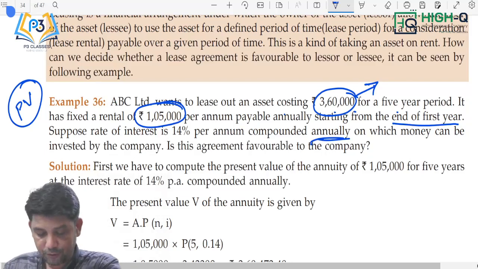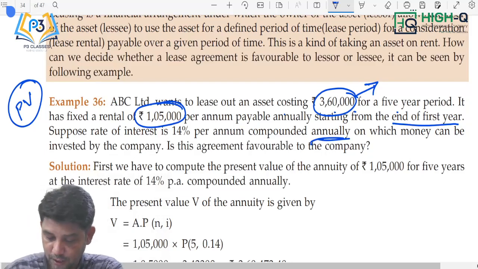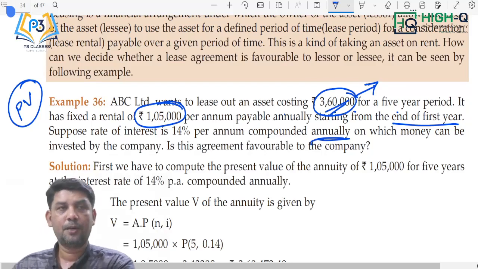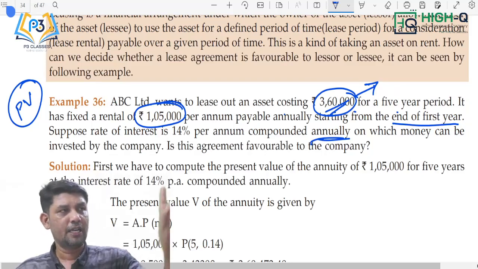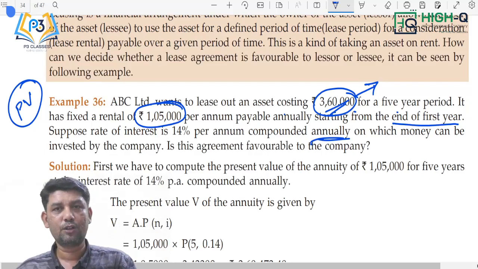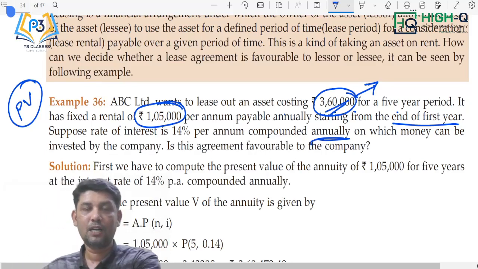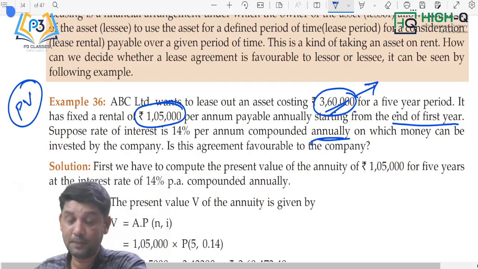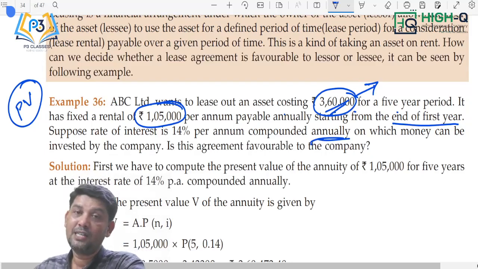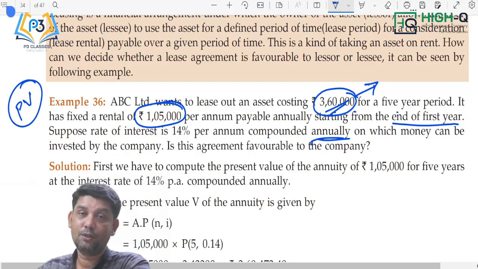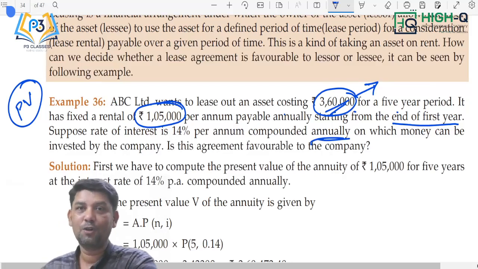When such kinds of questions come, how to approach, I'll tell you. You keep this 3,60,000 aside. Okay, sir, if I go for rent, every year I'm going to get 1,05,000, 1,05,000, 1,05,000 for the next 5 years, sir, 5,25,000 rupees. But if I go for lease, I have to pay 3,60,000, sir. Then I think I should go for rent only so that I can get more money. No.